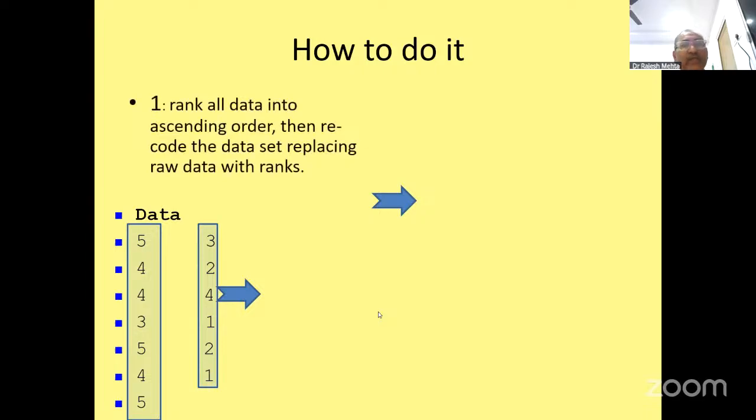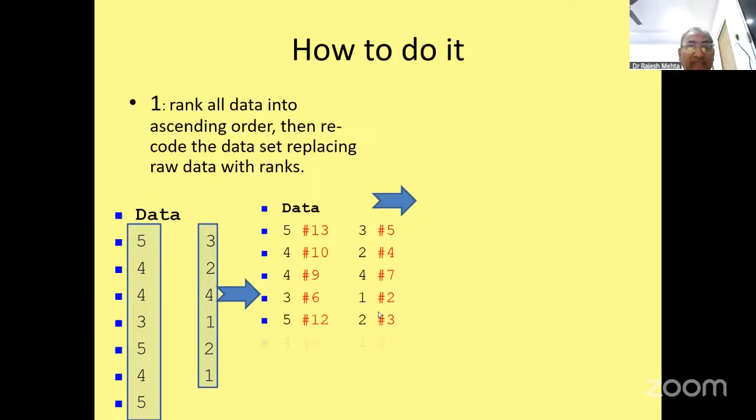Rank all data into ascending order and then recode the data set, replacing raw data with ranks. Now, this sentence you will not understand unless you go further. This is very clear now.